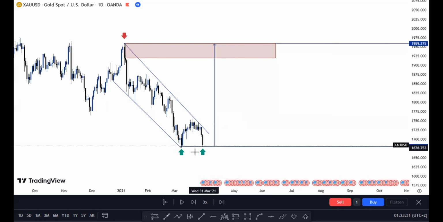So what happens if the market prints something like this? You must be aware by now that a double bottom reverses the market from the lower part of the structure to the upper part of the structure. So now we have ourselves a double bottom here. What do we have to do?